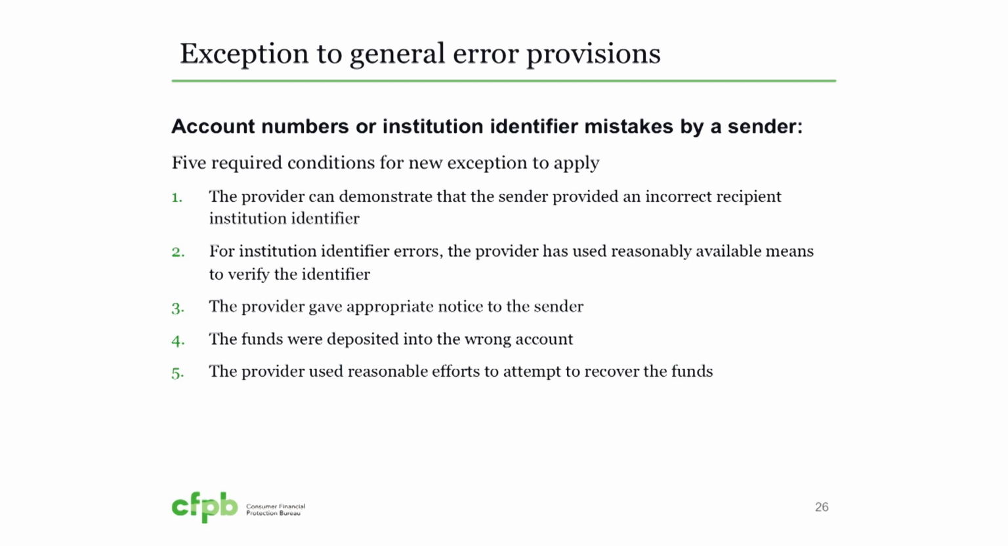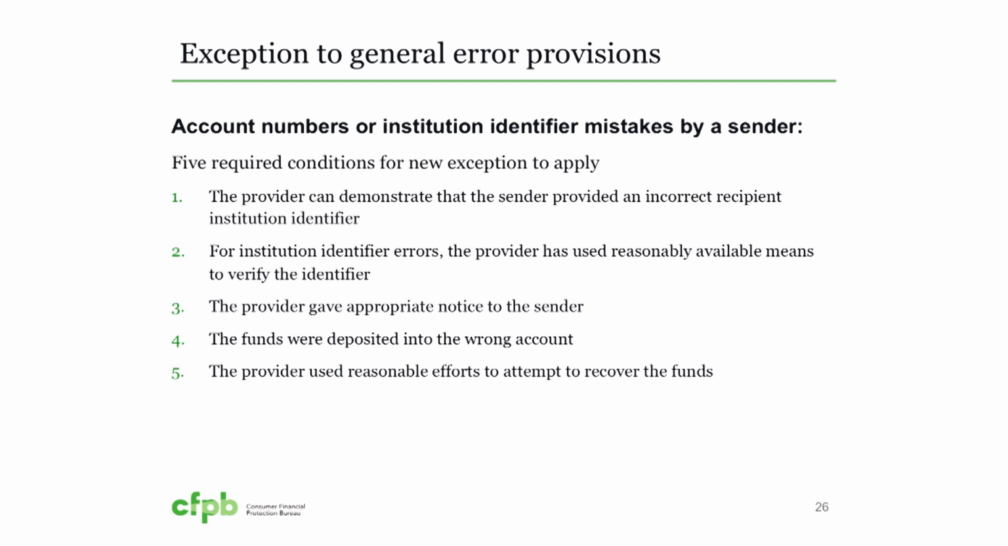The first is that the provider demonstrated that the sender provided an incorrect account number or recipient institution identifier. The second condition requires that the provider implement reasonable verification measures to verify the accuracy of a recipient institution identifier. This condition does not apply if the error with the transfer involved an account number. It only applies for errors in connection with a recipient institution identifier. In addition, the commentary to the rule explains what is meant by implementing reasonable verification measures.